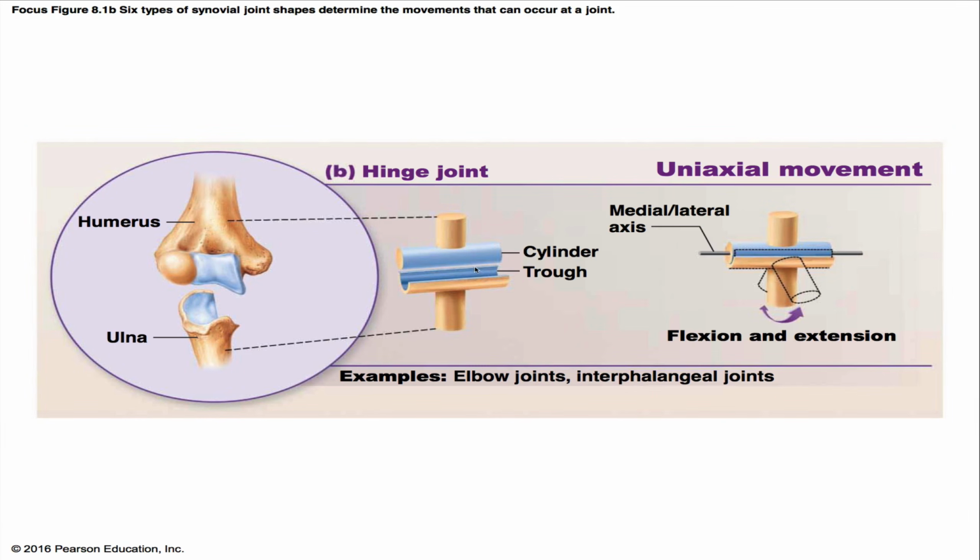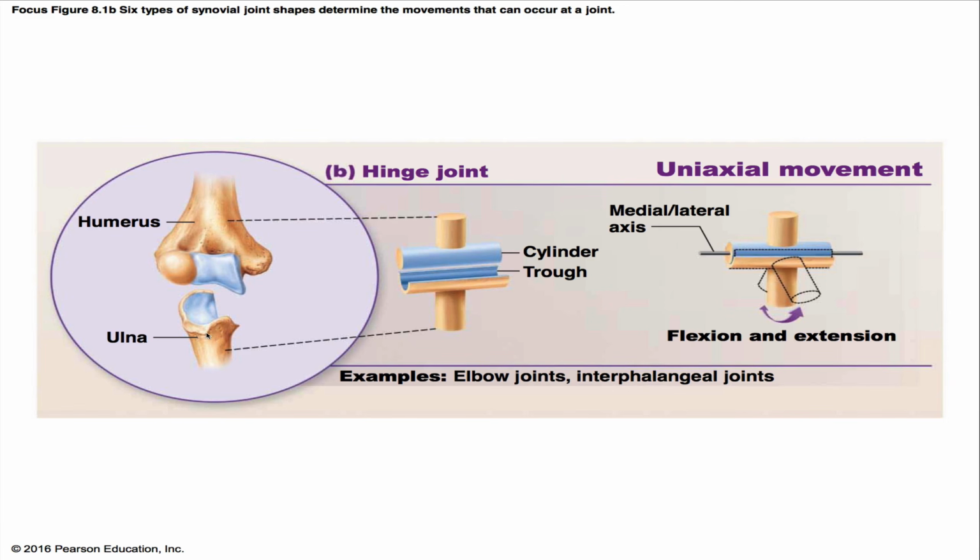This is your hinge joint over here. A perfect example is the elbow joint or the interphalangeal joints. So notice what we have here. This is your cylindrical shaped bone up over here, and then you have this trough shaped bone down over here. So this is where you're going to get this bone fitting over here with this bone. So here you go, you can see it.